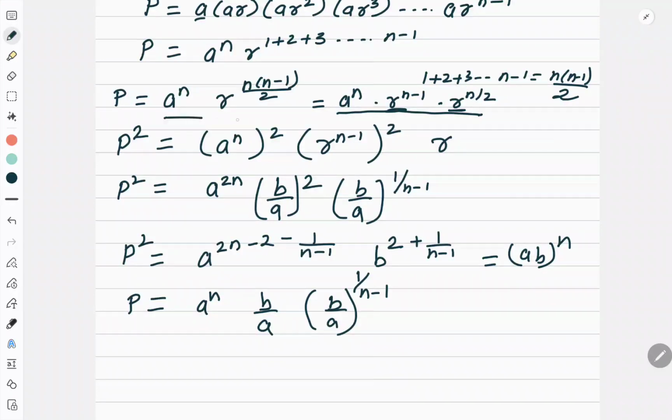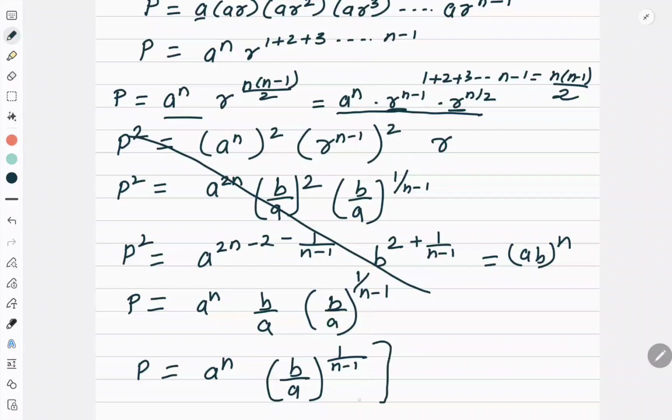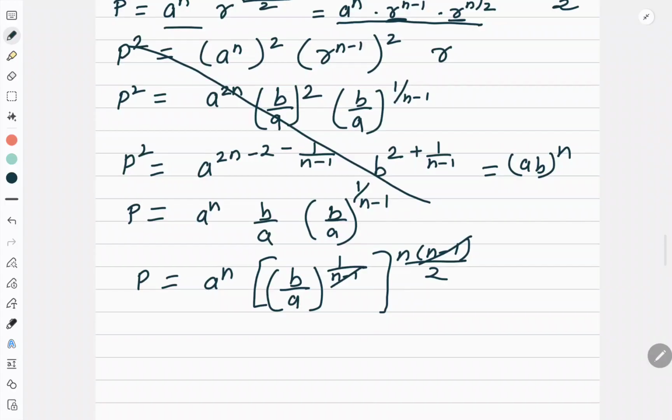See, now if you observe this result, it is much better if you don't do all this. See how I can get a to the power n. R is what? B by a to the power 1 upon n minus 1. Correct. And here the power of r is what? N minus 1 upon 2. Right. So this n minus 1 and this n minus 1 will go. Correct. So what will be left now? So this will become p is equal to a to the power n by 2, b to the power n by 2, a to the power n by 2.